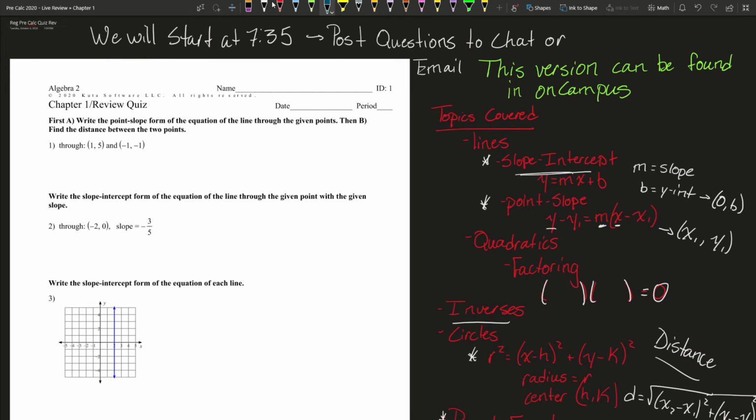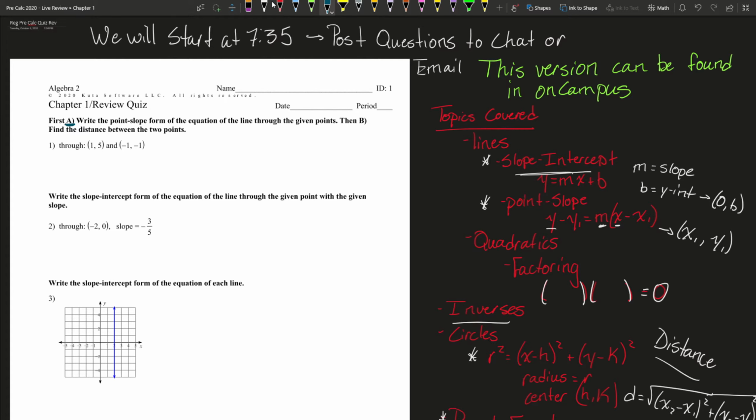All right. So the first two questions have to do with lines. The first one has to do with distance as well, and that's the only distance problem on this. Some other questions might deal with distance, but this is the only one that explicitly deals with it. But first, let's tackle part A.